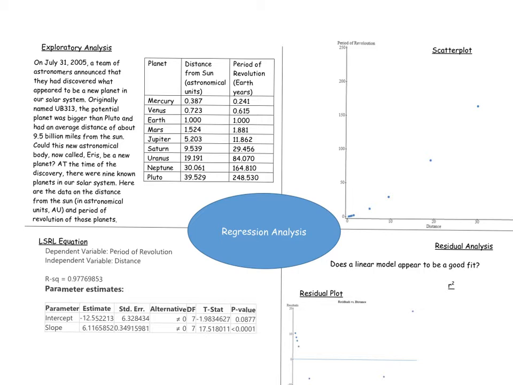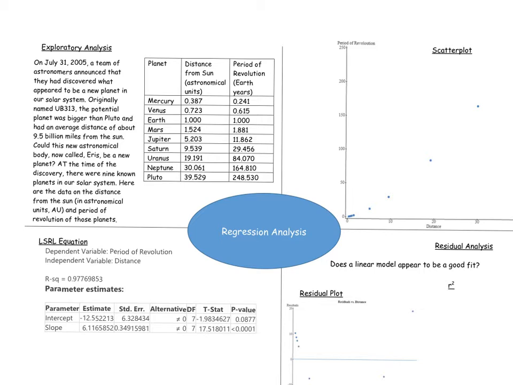I have this particular example here about a planet that was recently discovered, or so they think it's a planet. They're going to base it off of the 9 planets they already know. They're using the distance from the sun and the period of revolution in Earth years to determine if this is a particular planet. This planet is called Eris. I want to go through regression analysis and try to predict whether Eris is an actual planet, or basically how many revolutions it's going to make in terms of Earth years.